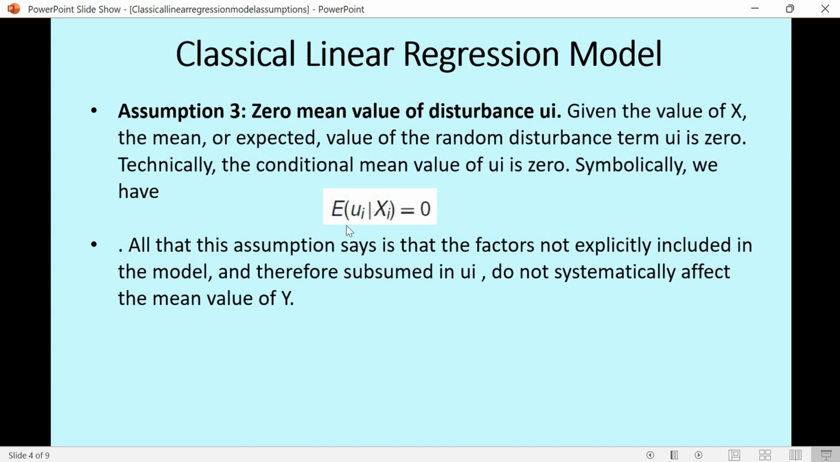Assumption 3 is zero mean value of the disturbance ui. If we go back to the first assumption, y equals beta 1 plus beta 2 times x plus ui, this ui is called the disturbance. Disturbance means all other factors that are not explicitly included in the model. We assume the mean value of ui is 0, conditional on xi. So given fixed xi, the expectation of the disturbance, or the mean value of the disturbance, is 0.